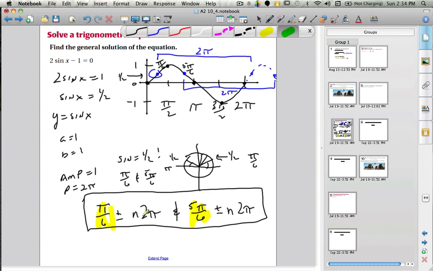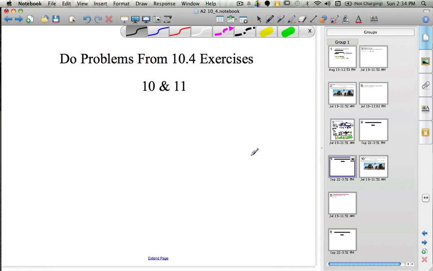And then I had to account for the fact that those solutions occur every cycle by adding and subtracting the full cycle length, or the period, plus and minus to each of my solutions. That allows me to get the general solution. So go ahead and take a look at trying that out. Do problems 10 and 11. And then come back and we'll talk about finding the solutions in an interval.